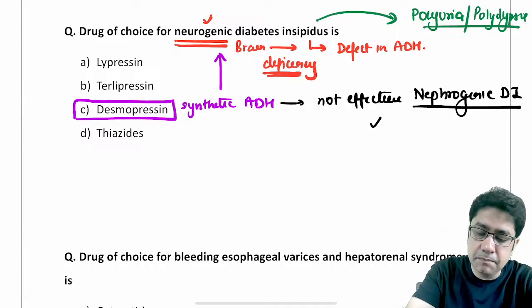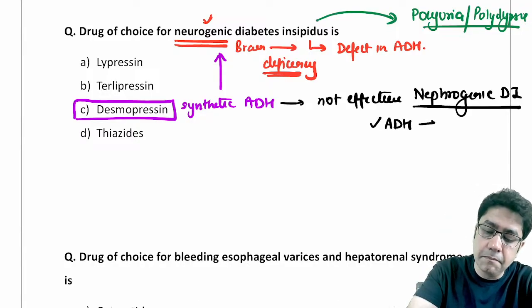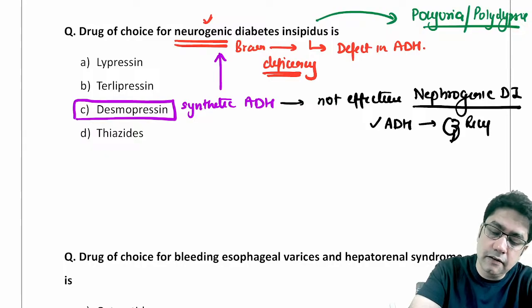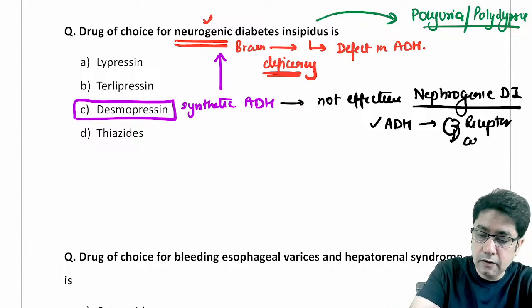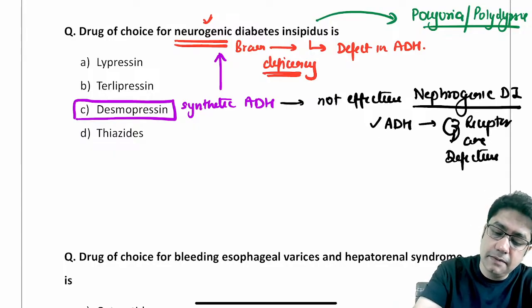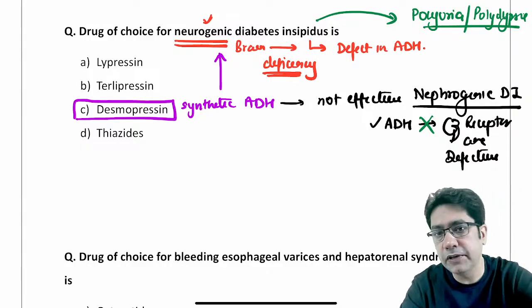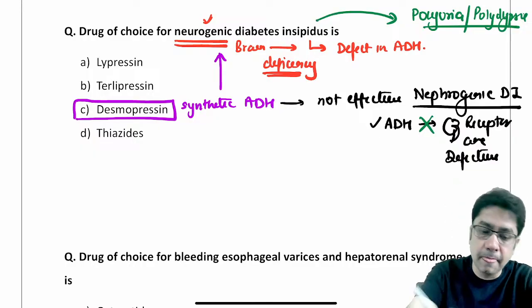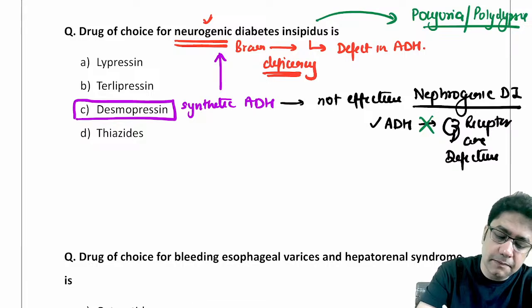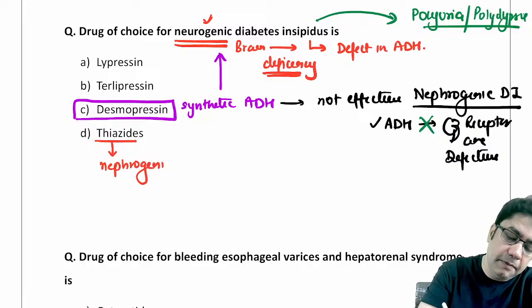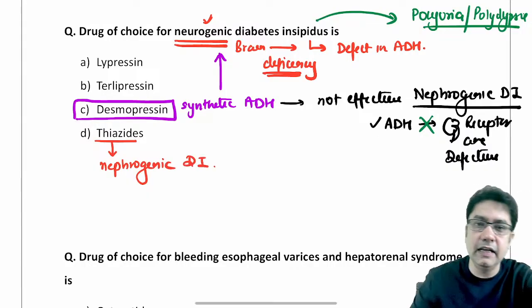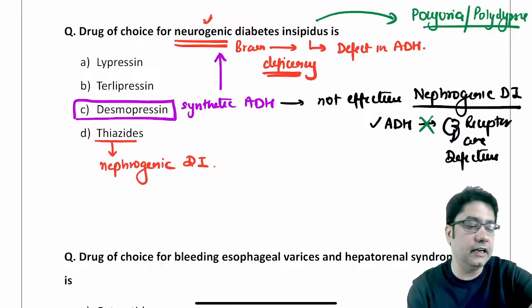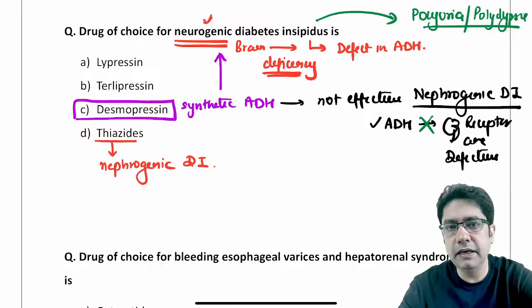Nephrogenic means there is presence of ADH in the body, but the receptors on the kidney are not working. Receptors are defective or they are not responding. In this case, remember there is no role of giving desmopressin because even if you give desmopressin, the receptors are not responding. So in nephrogenic diabetes insipidus, we give thiazide diuretic. So desmopressin in neurogenic diabetes insipidus, thiazide diuretic in nephrogenic diabetes insipidus, where they become antidiuretic. Okay, so this is the main treatment.